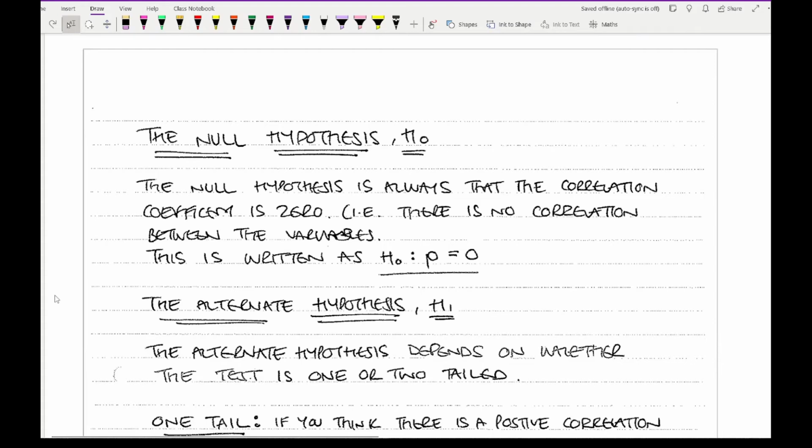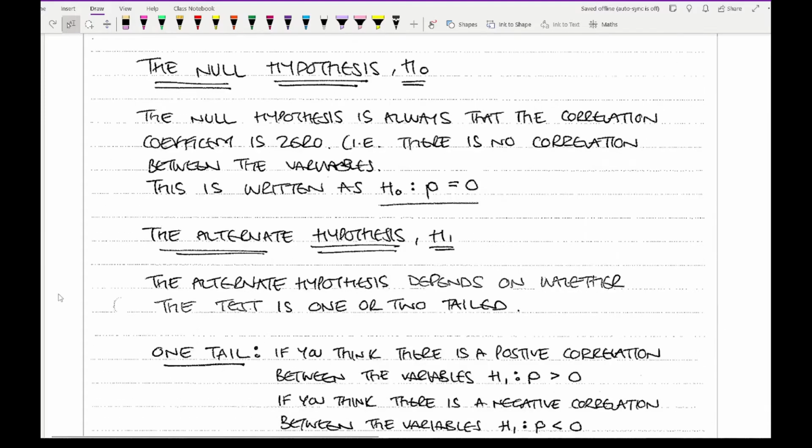Now in terms of the null hypothesis, this falls in line with the hypothesis testing you would have done at AS with binomial distribution. So the null hypothesis, which you represent as H0, is always that the correlation coefficient is 0, i.e. that there is no correlation between the two variables, and that's always going to be fixed. This can be written as H0: rho equals 0.